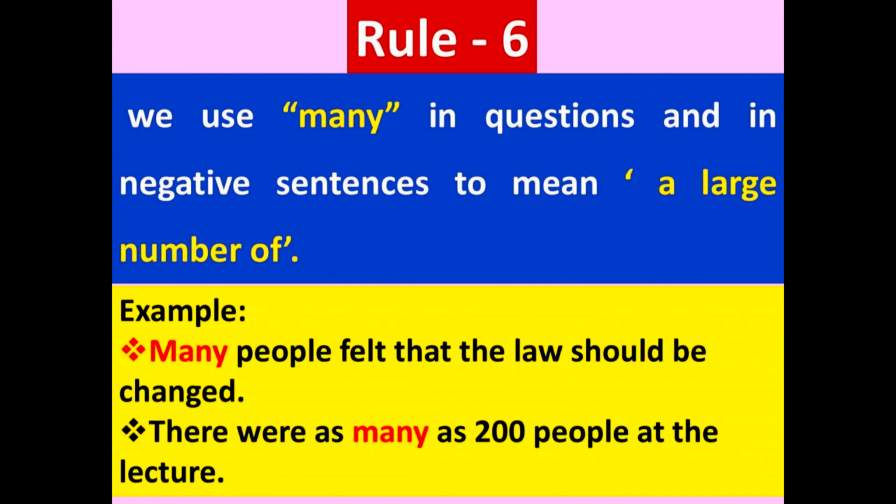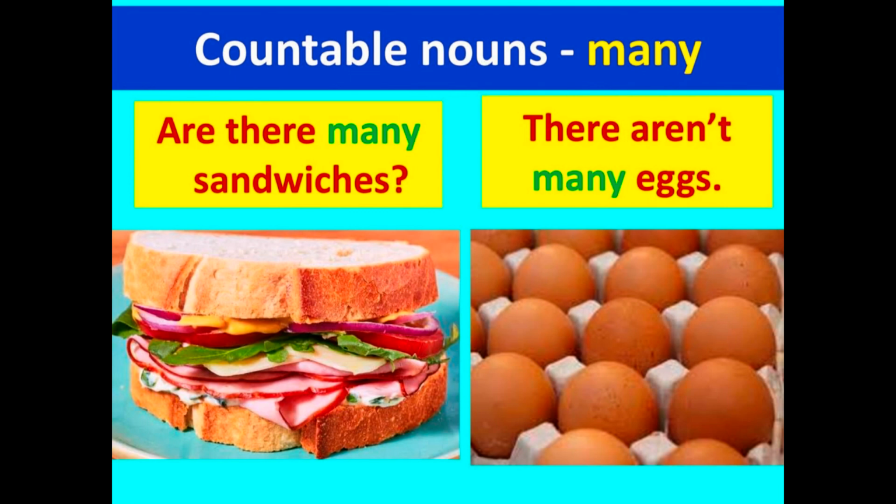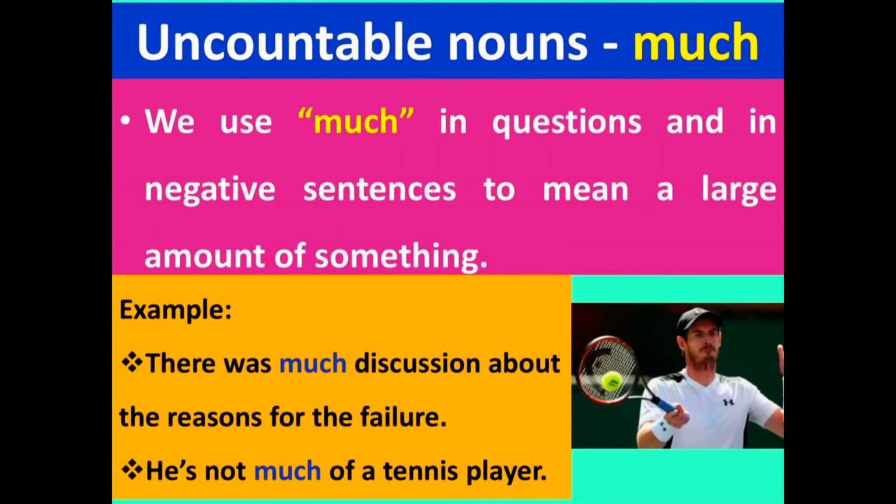Rule number 6. We use many in questions and in negative sentences to mean a large number of. Example: many people felt that the law should be changed. There were as many as 200 people at the lecture. Countable nouns: many. Are there many sandwiches? There aren't many eggs.